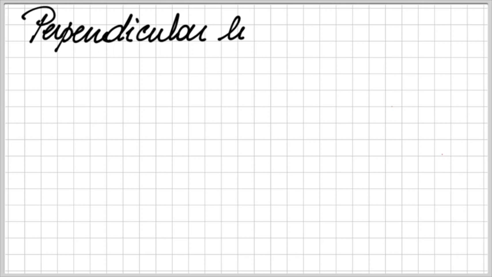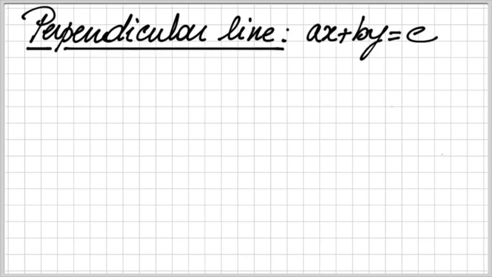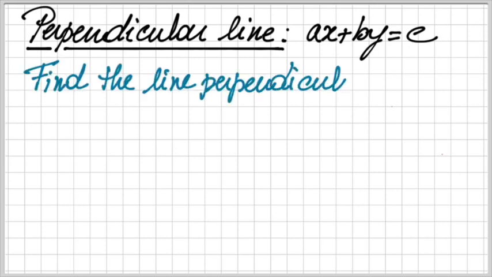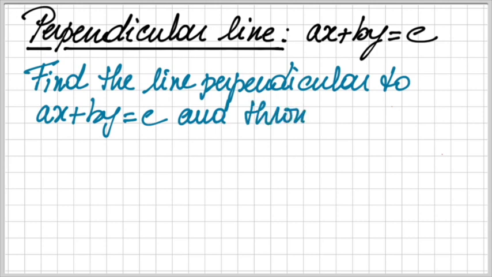So let's have a look at the perpendicular line relative to ax plus by is equal to c. What we want to do is to find that perpendicular line through a specific point (x1, y1). We already know from the previous videos that we have to specify a point through which the perpendicular line passes, otherwise we have an infinite number of perpendicular lines which are all parallel.